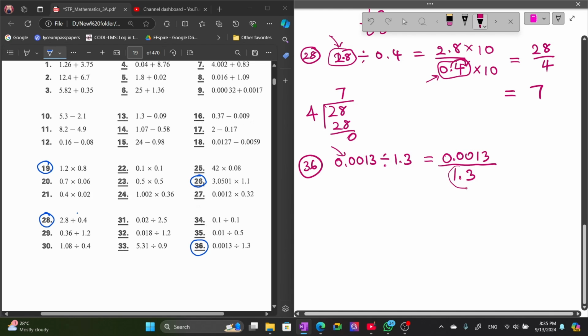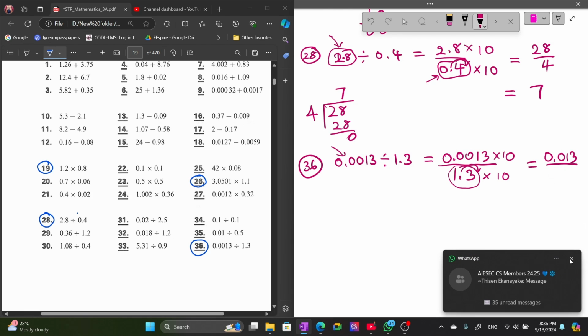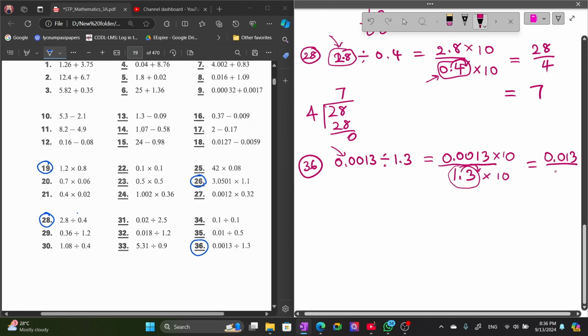So we have to make the denominator a whole number. So we take the decimal point to the right by one place. Then we multiply by 10. Then we get 0.013 over 13. Now we can use the long division.